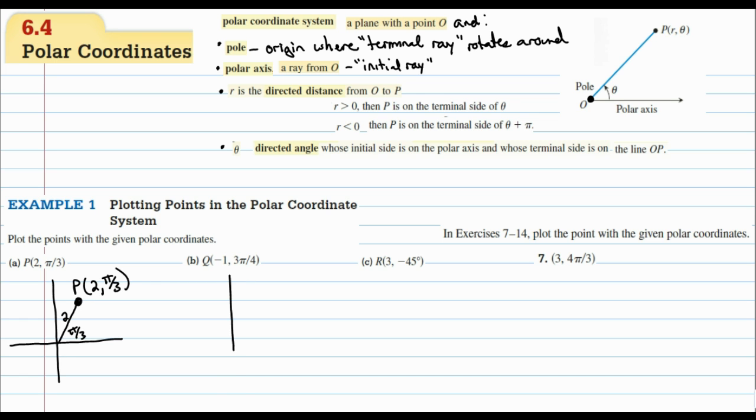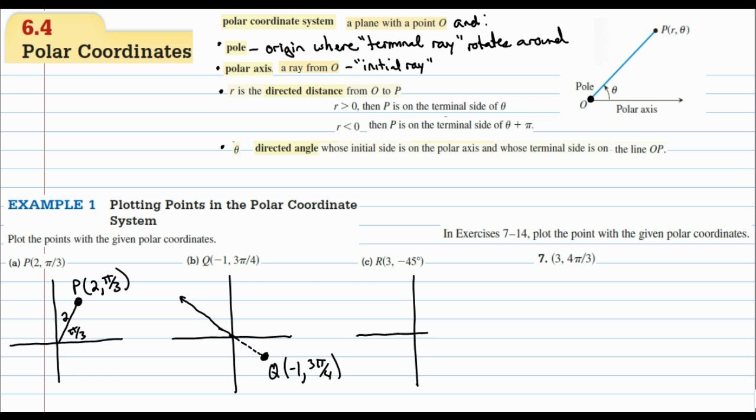In part B, if you notice, we have a negative r value. So it's going to go the opposite direction of our terminal ray. First of all, the terminal ray is going to be at 3 pi over 4 radians. The terminal ray is going to go into quadrant 2, but we're going to draw it backwards, a distance of negative 1 units. So (-1, 3 pi over 4) is actually in quadrant 4.